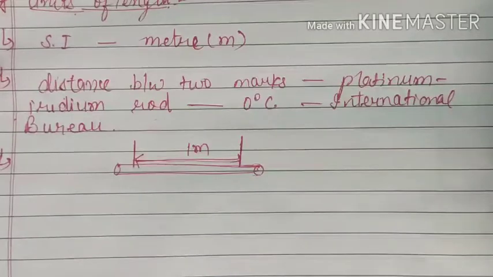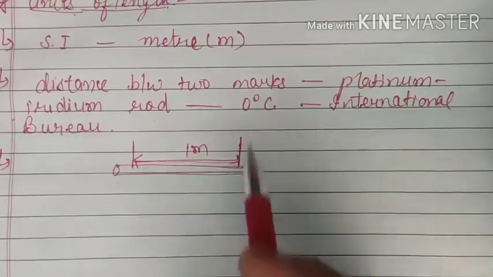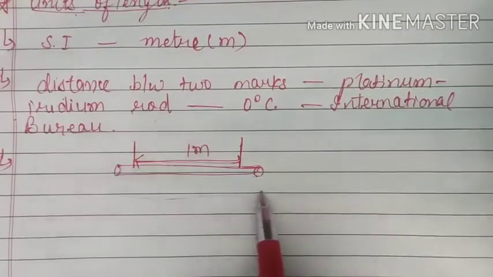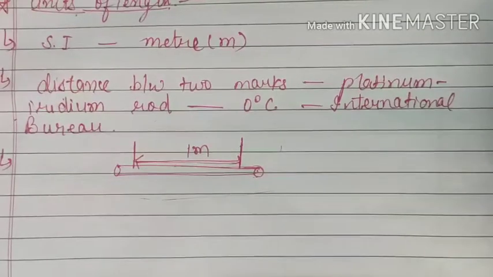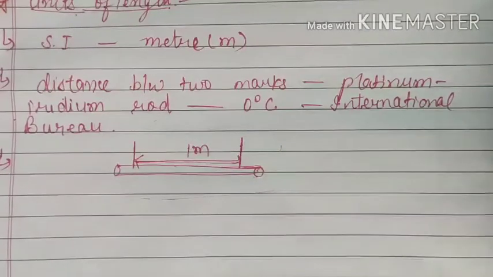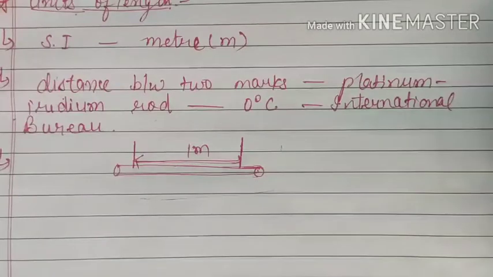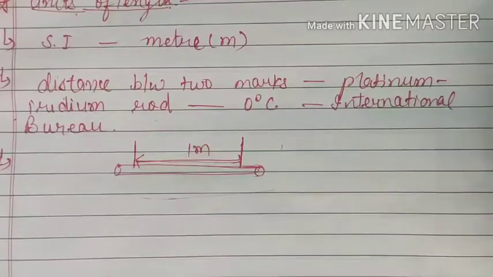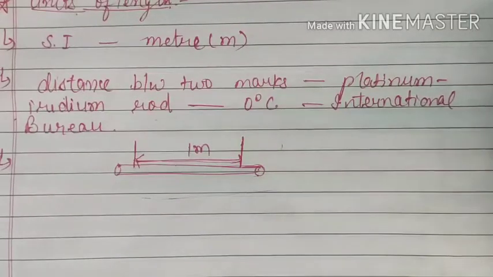Next, one important word written here is 0 degree Celsius. Why is it kept at 0 degree Celsius? This whole rod is kept in the bureau at 0 degree Celsius because we have learnt about expansion, or the heating effect on materials. When the temperature of any particular material increases, that material will expand, whether it is a solid, liquid or gas. On heating, materials expand. Similarly, on cooling, they will contract.